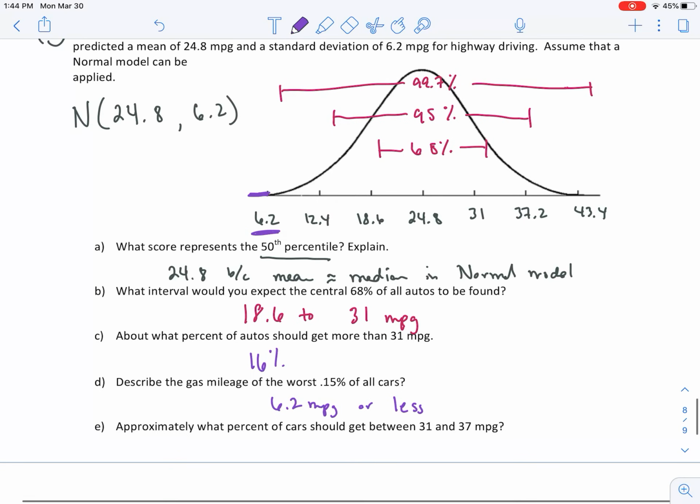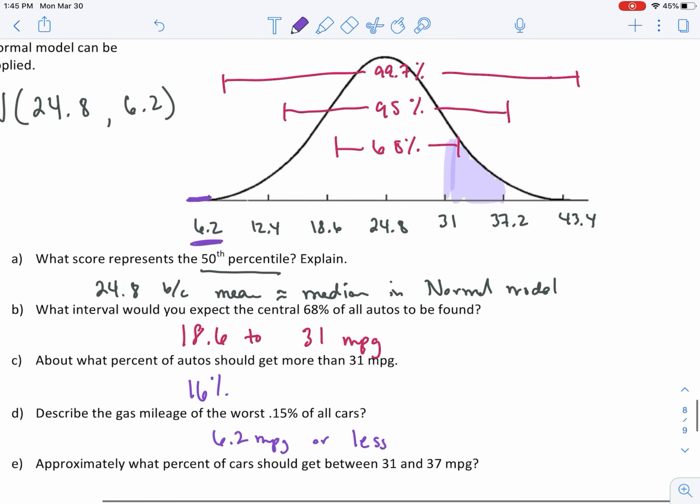Approximately what percent of cars should get between 31 and 37? Let's see. Between 31 and 37.2. Well, I know that chart up above is 13.5%. I know that for a couple reasons. One is I could look at the chart above. The other reason is from here to here is 16%. And I know this one from here on up is 2.5%. 16 minus 2.5 leaves me with 13.5%.